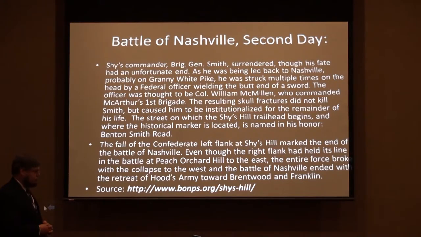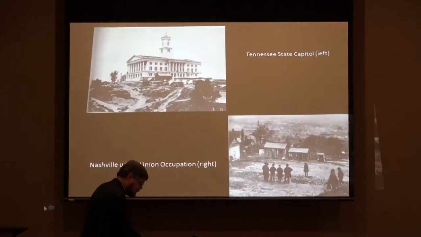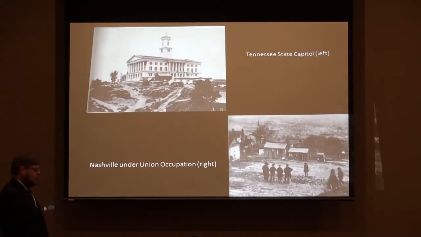The fall of the Confederate left flank at Shy's Hill marked the end of the Battle of Nashville. Even though the right flank had held its line in the battle at Peach Orchard Hill to the east, the entire force broke with the collapse to the west, and the Battle of Nashville ended with the retreat of Hood's army toward Brentwood and Franklin, so they retreated back to the south.